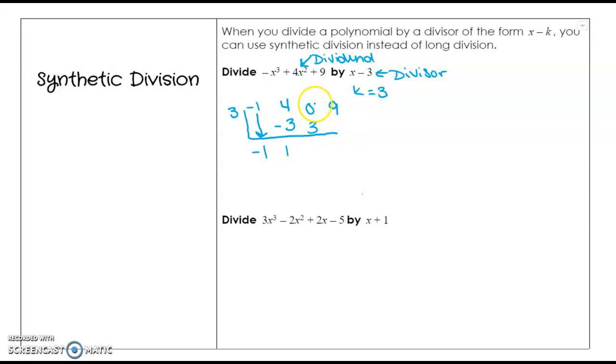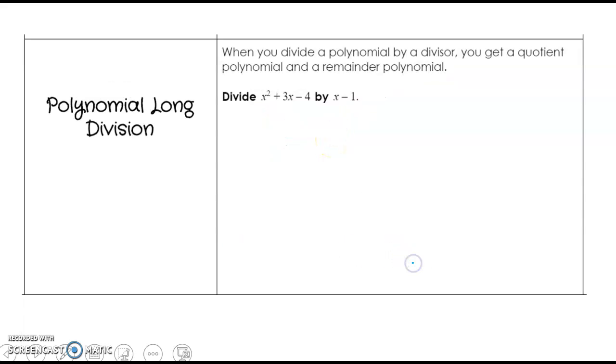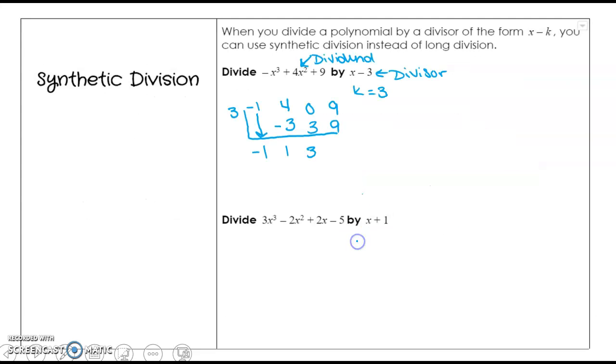Then I'm adding together 0 plus 3, which gives me 3. Then 3 times 3 gives me 9. And then I'm adding together 9 plus 9, which gives me 18. All right, so now we're given the coefficients to our quotient.